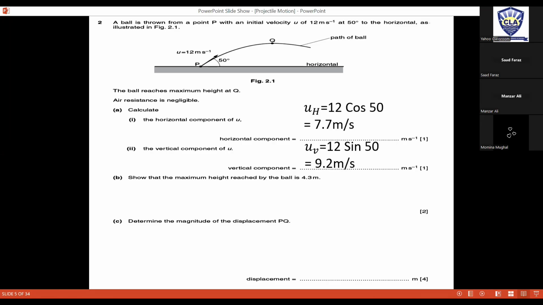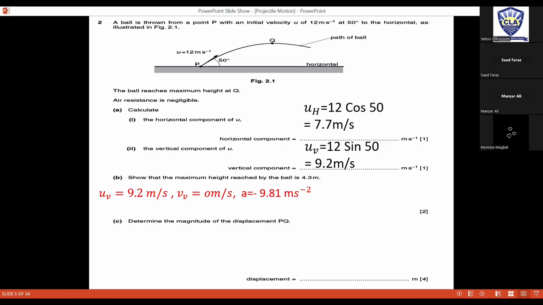Now it asks us to find the maximum height reached. Maximum height is vertical motion. Your initial vertical velocity is 9.2. It is not 7.7. It is not 12. It is 9.2. Final vertical velocity will be 0 because it would reach the maximum height. And a will be taken as minus 9.81.